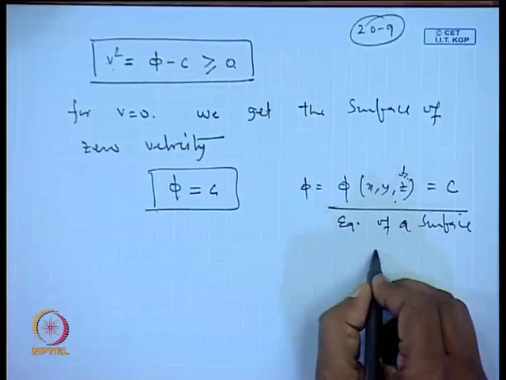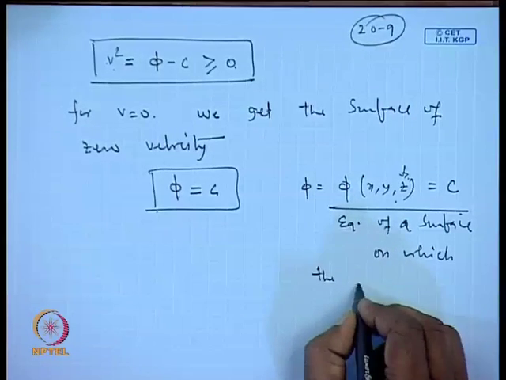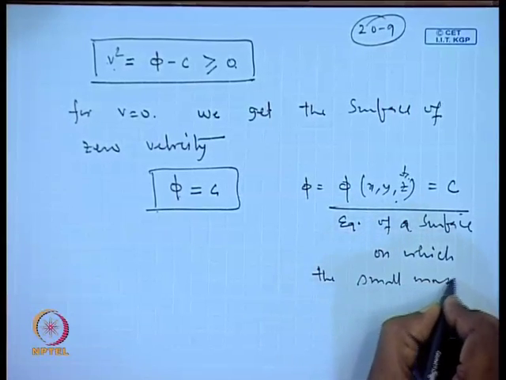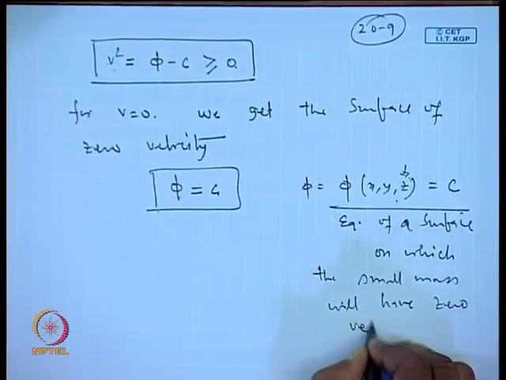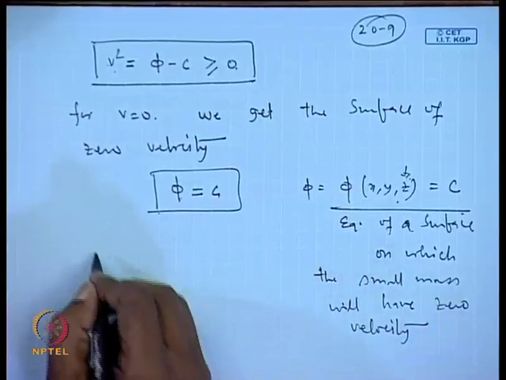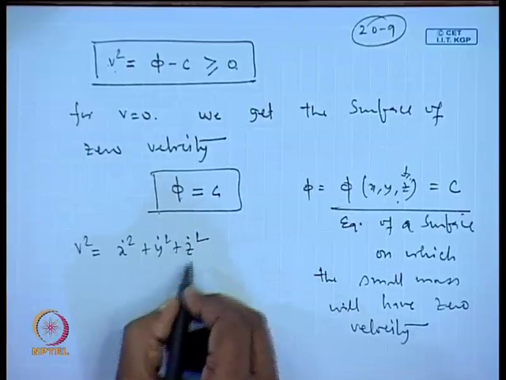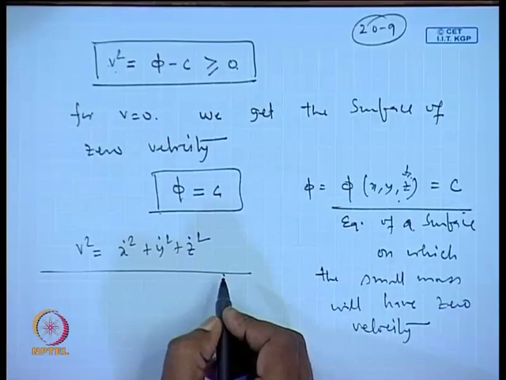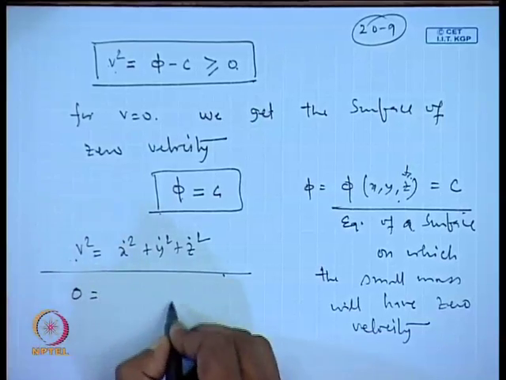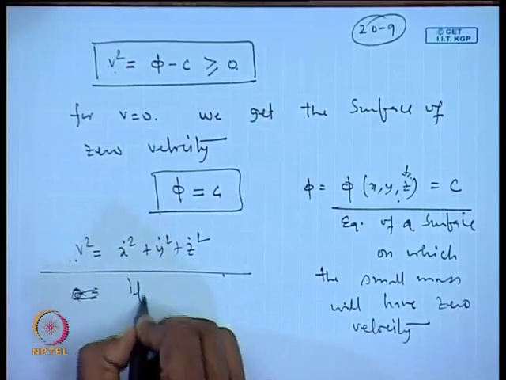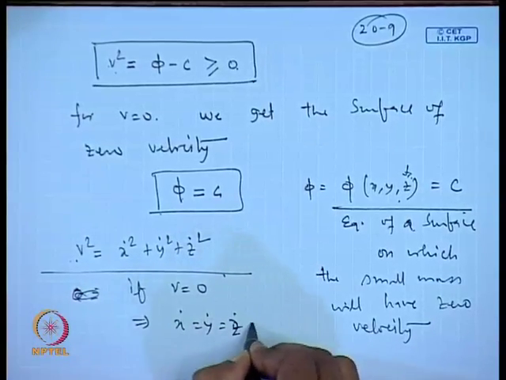So, this gives you the equation of a surface on which the small mass will have 0 velocity. And because V square we are writing as x dot square plus y dot square plus z dot square, if you refer to this equation, the Jacobi integral that we developed earlier, if V equal to 0, this simply implies x dot equal to y dot equal to z dot equal to 0.